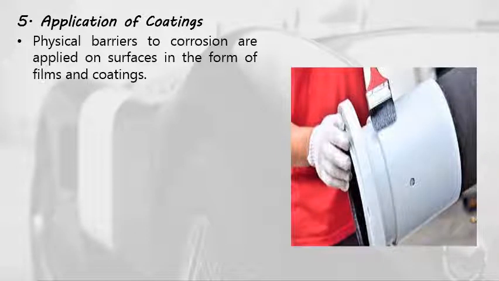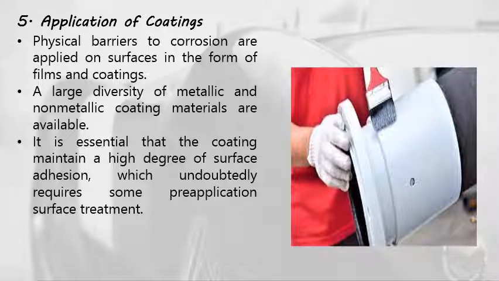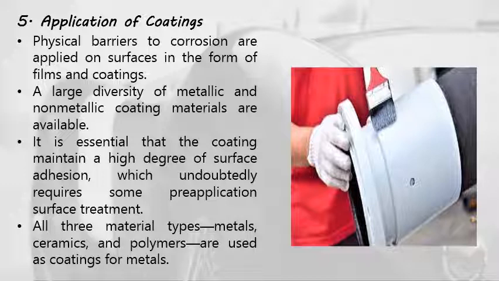Physical barriers to corrosion are applied on surfaces in the forms of films and coatings. And this is our fifth prevention control. A large diversity of metallic and non-metallic coating materials are available. It is essential that the coating maintain a high degree of surface adhesion, which undoubtedly requires some pre-application surface treatment. All three material types, metals, ceramics, and polymers, are used as coatings for metals.